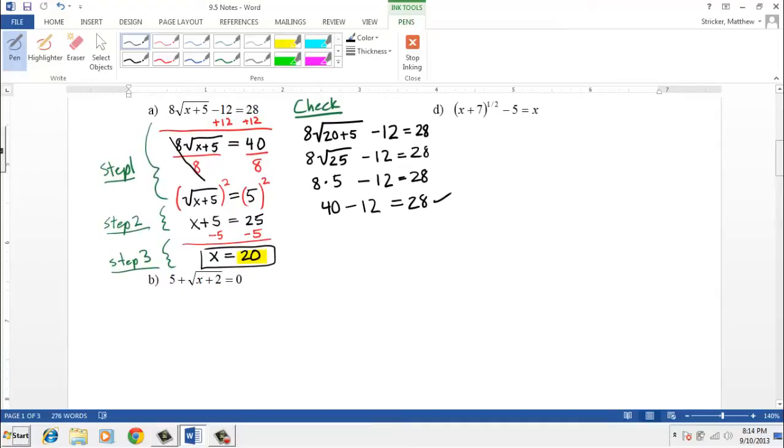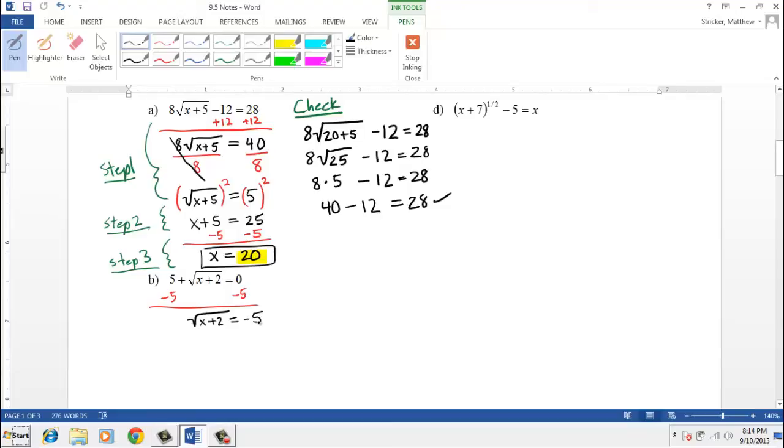Again, what should our first step be? We're trying to solve example B for x. It should be to isolate. So if I subtract 5 from both sides, that's going to give me the square root of x plus 2 on the left side. And on the right hand side we get negative 5.